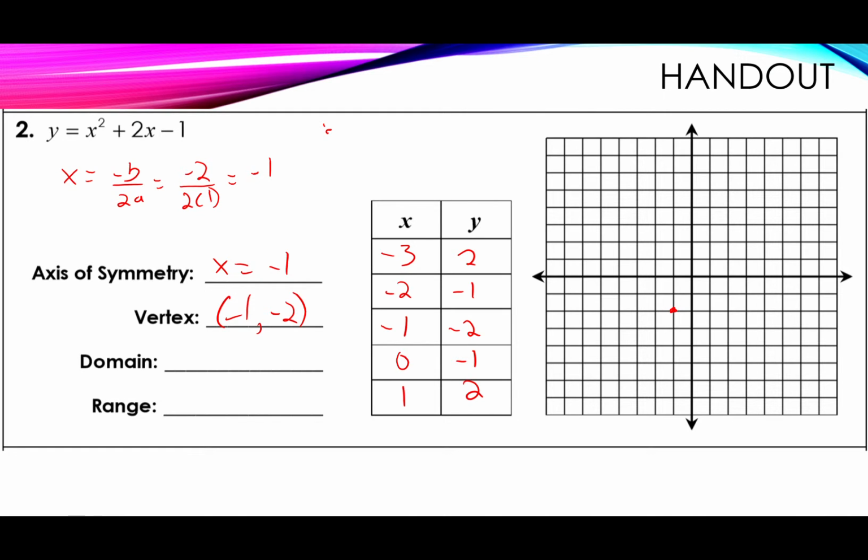Alright, now I find the other points. When it's -2, it's -1. And when it's 1, it's 2. And when it's -3, it's 2. Okay, and you can see there's the symmetry, right? And graph that line, or graph that parabola. Alright.